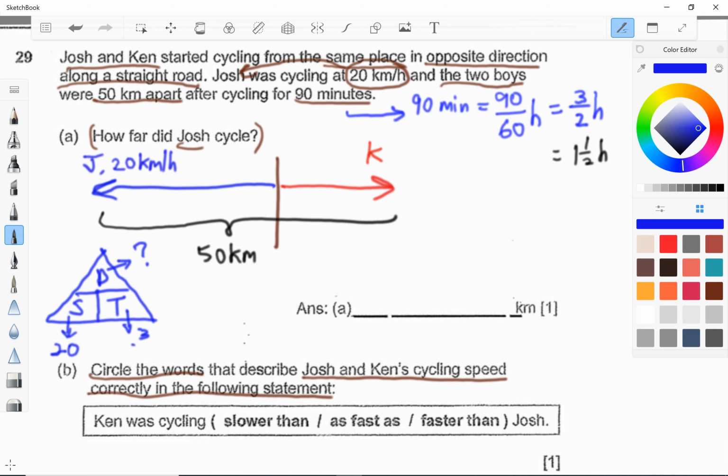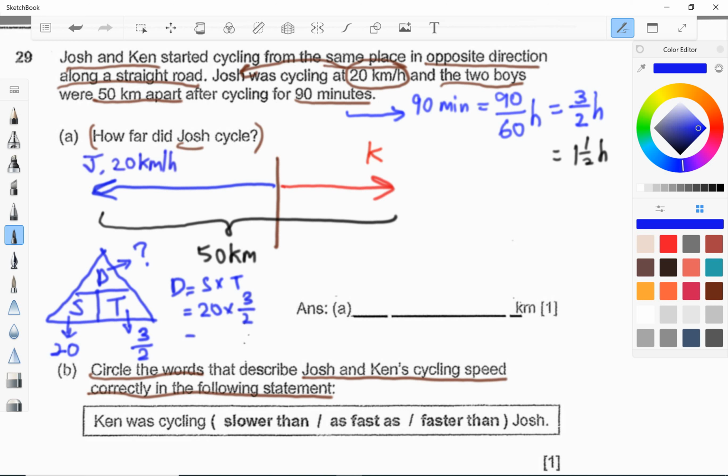Let's be mindful not to use 90, as in 90 minutes, because as mentioned earlier, the speed that's given to us is in terms of kilometers per hour. So how can I find my answer? The distance traveled by Josh, distance is actually speed times time. In this case, it is 20 multiplied by 3 out of 2.